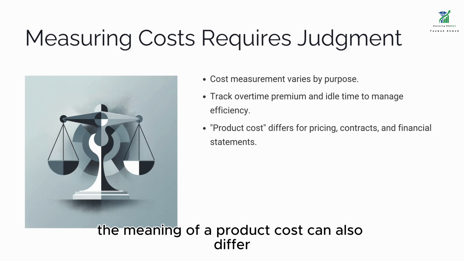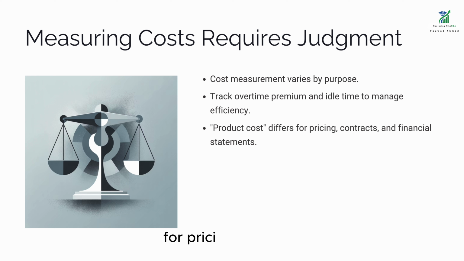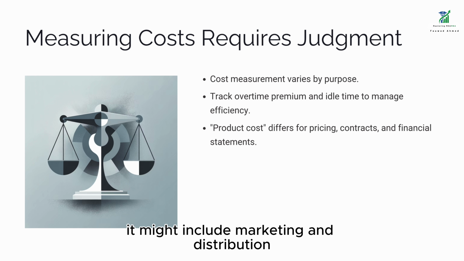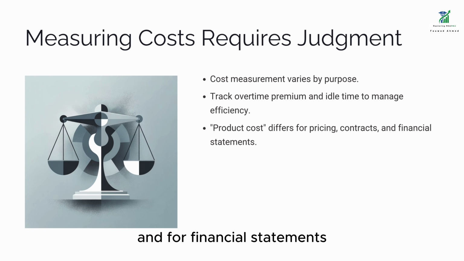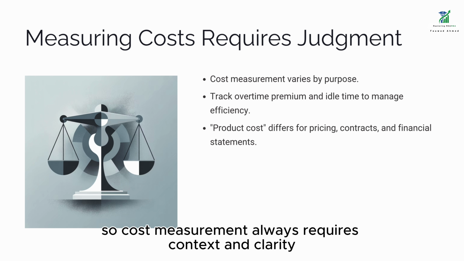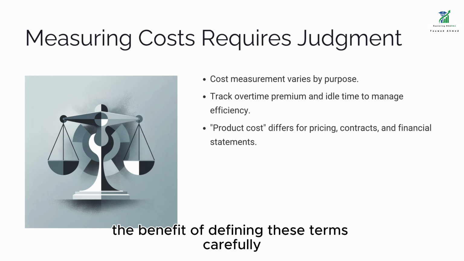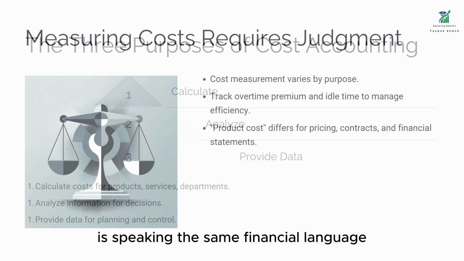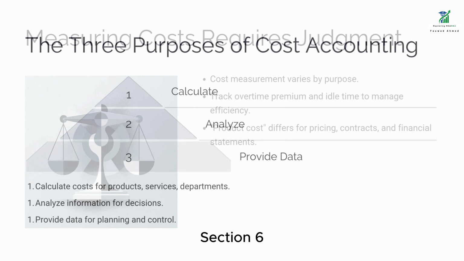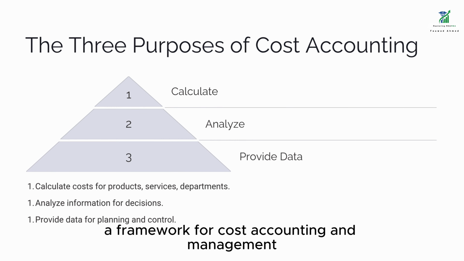The meaning of a product cost can also differ. For pricing decisions, it might include marketing and distribution. For government contracts, it must follow strict rules, and for financial statements, it follows GAAP definitions. So, cost measurement always requires context and clarity. The benefit of defining these terms carefully is that everyone, from the CFO to the line manager, is speaking the same financial language. Section 6, a framework for cost accounting and management.